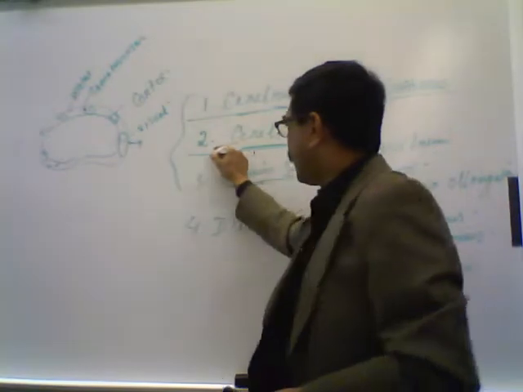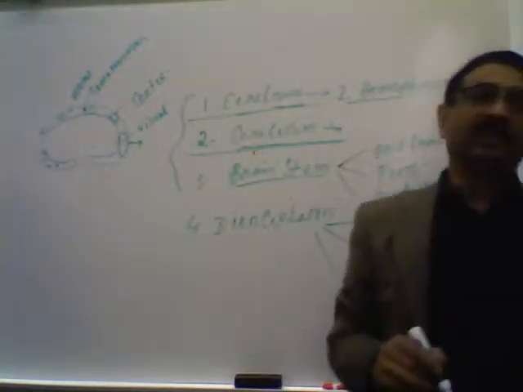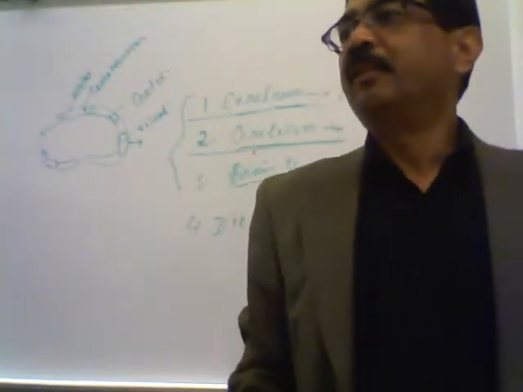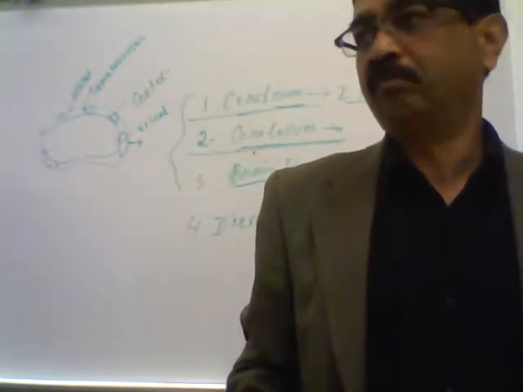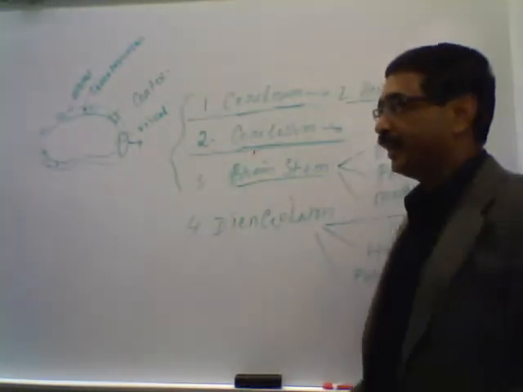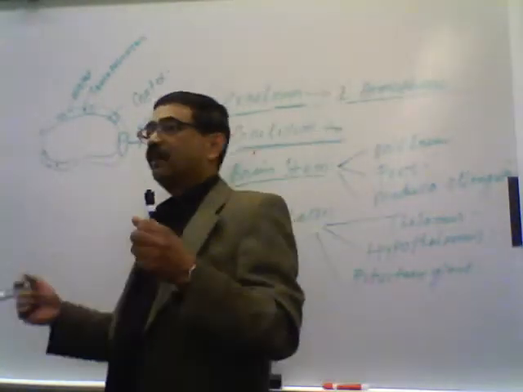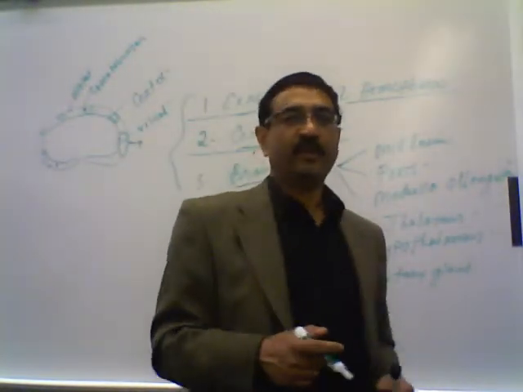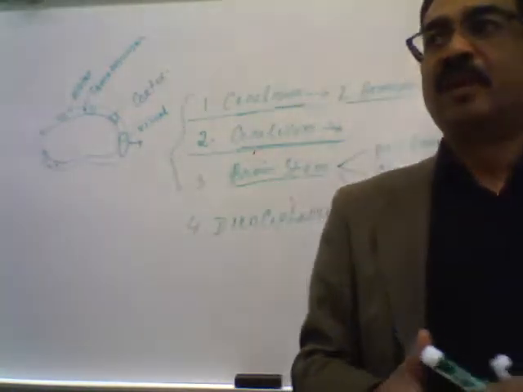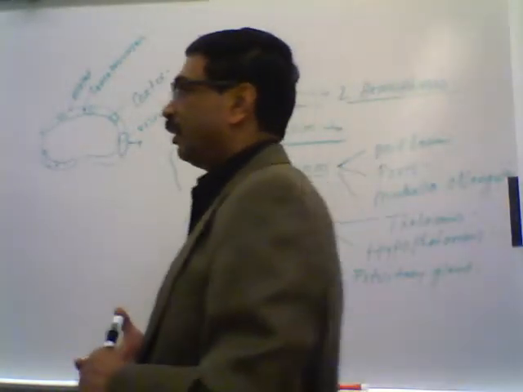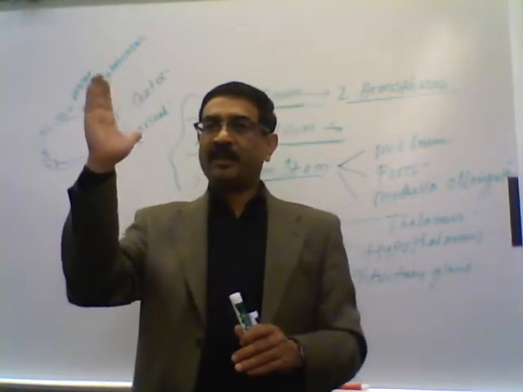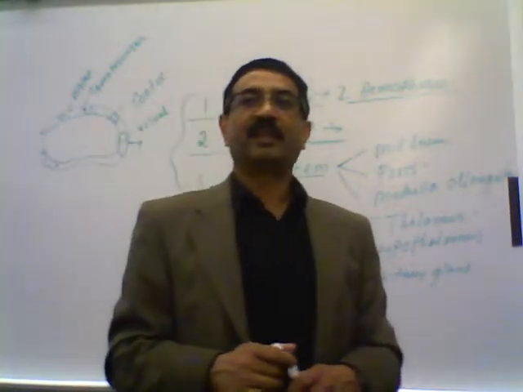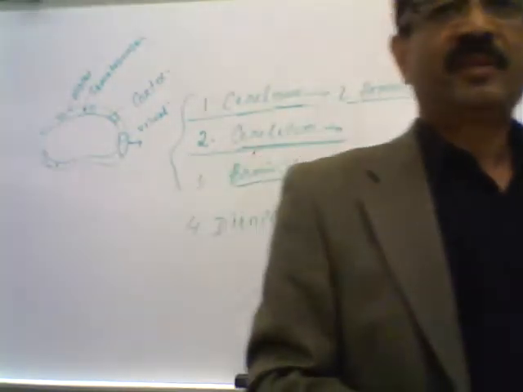Cerebellum. Main function of cerebellum is maintaining the balance and equilibrium of your body. When you walk, when you run, right? When you stand up, your body balance is maintained, and that is mainly controlled by the cerebellum.